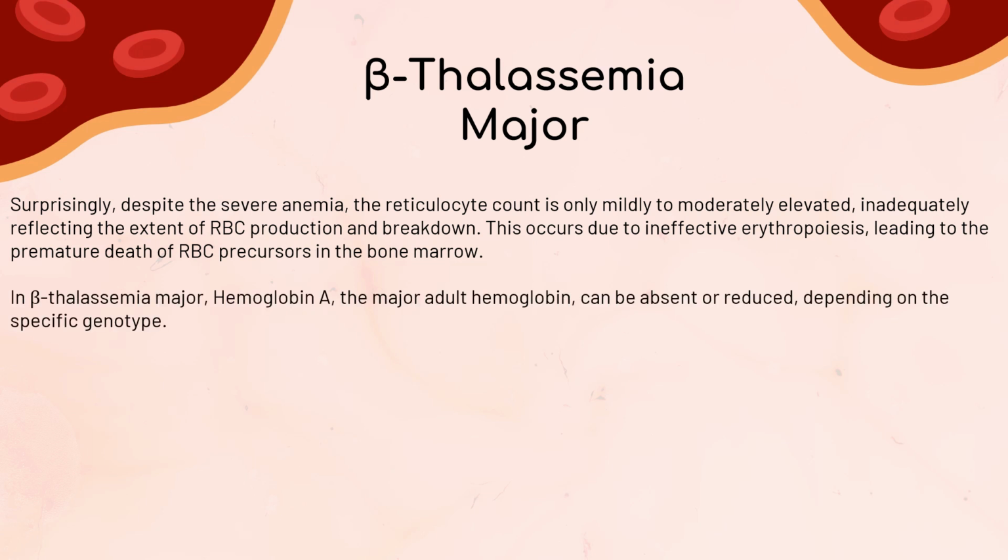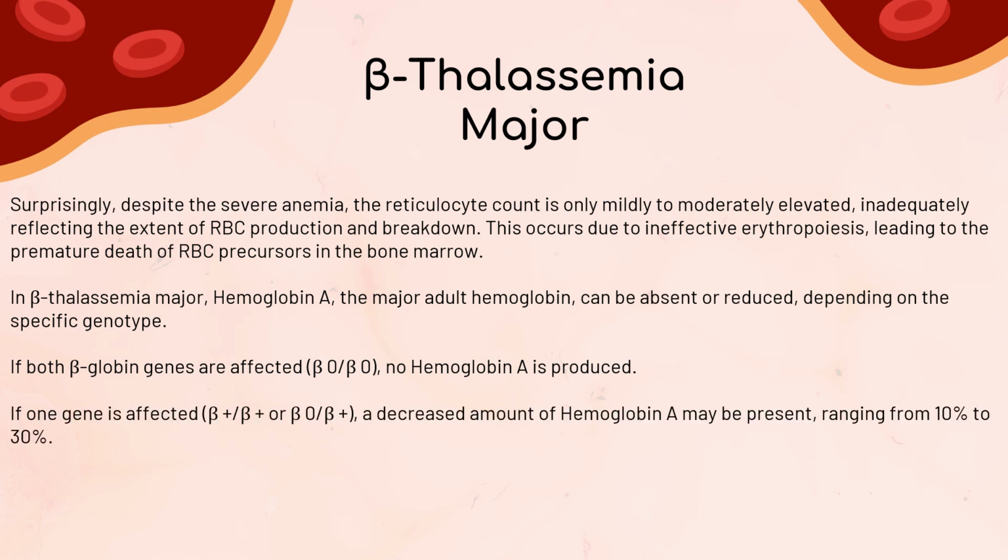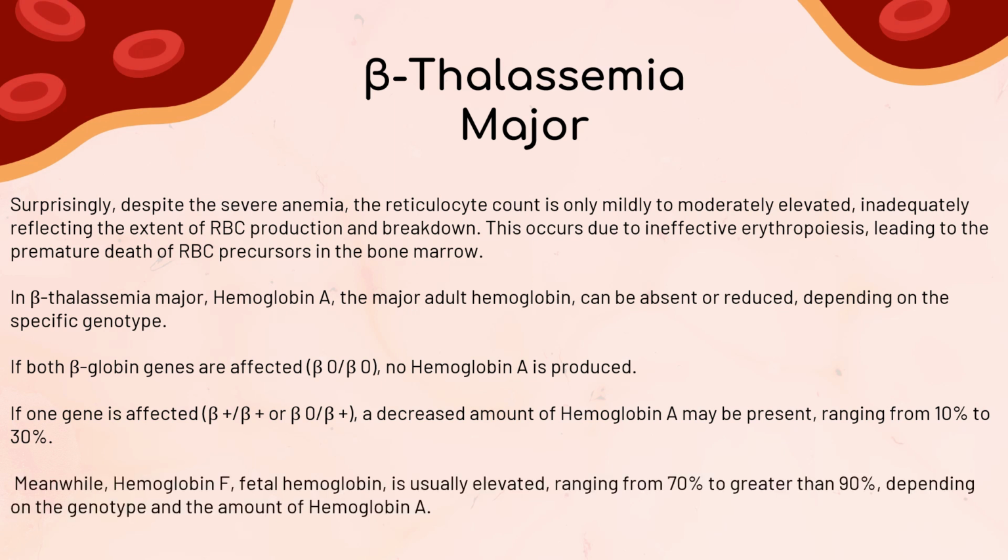In beta-thalassemia major, hemoglobin A, the major adult hemoglobin, can be absent or reduced, depending on the specific genotype. If both beta-globin genes are affected, beta 0/beta 0, no hemoglobin A is produced. If one gene is affected, beta plus/beta plus or beta 0/beta plus, a decreased amount of hemoglobin A may be present, ranging from 10% to 30%. Meanwhile, hemoglobin F, fetal hemoglobin, is usually elevated, ranging from 70% to greater than 90%, depending on the genotype and the amount of hemoglobin A.